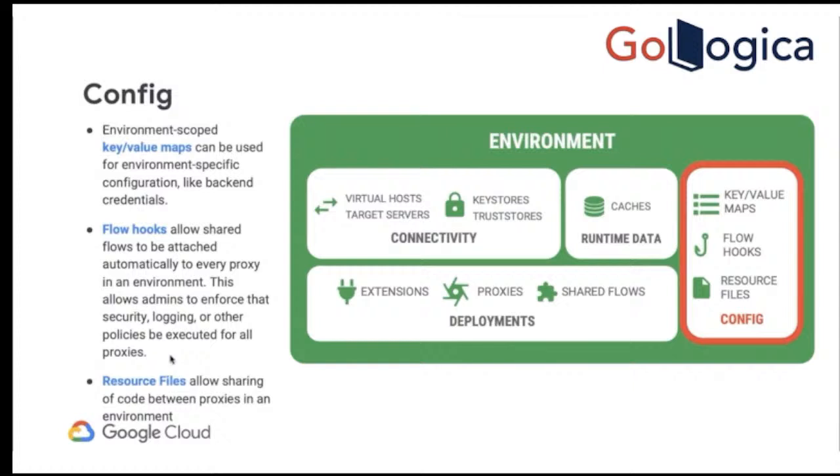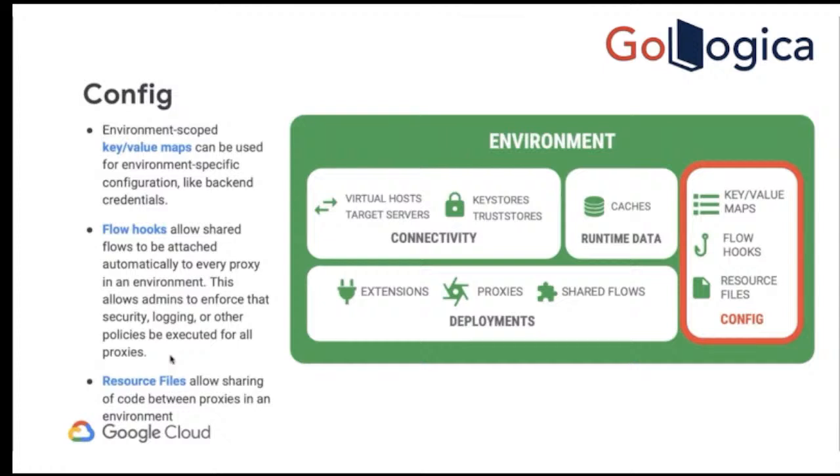I mean, this is a very rare scenario. You don't need that particular shared flow for all the proxies, because something might be different. But if there is a scenario which happens like that, where you have to use that particular shared flow for all of them, then you can create a flow hook. So sometimes people think like security logging, those kind of things, you can put in the flow hook.